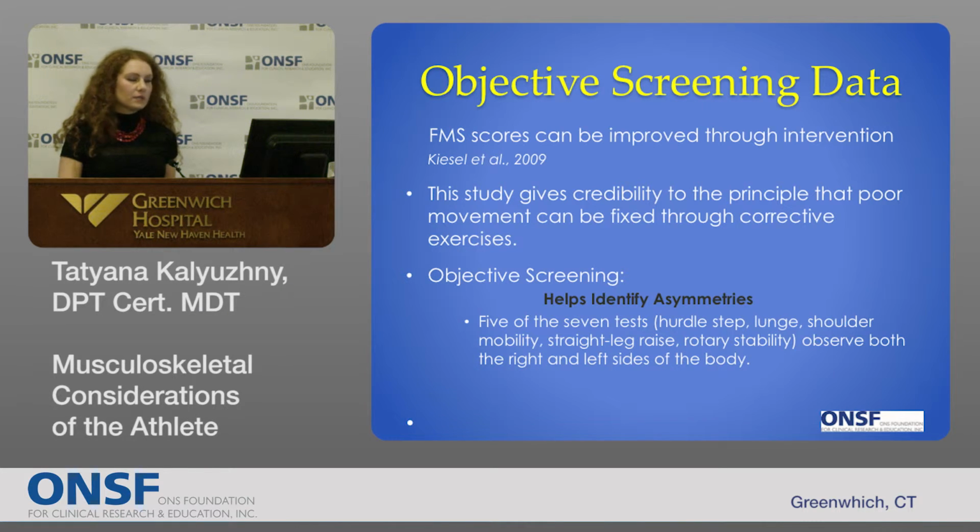Objective screenings help to identify asymmetries. In the FMS, 5 of the 7 tests, the hurdle step, the lunge, shoulder mobility, straight leg raise, rotary stability, observe both the right and left sides of the body. Each movement is graded on a 0 to 3 scale. You're actually better off getting 2 2s or 2 1s versus getting a 3 and a 1, because that's going to predispose you to a higher level of injury or a higher risk of injury.